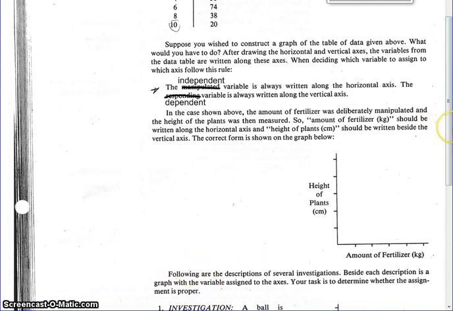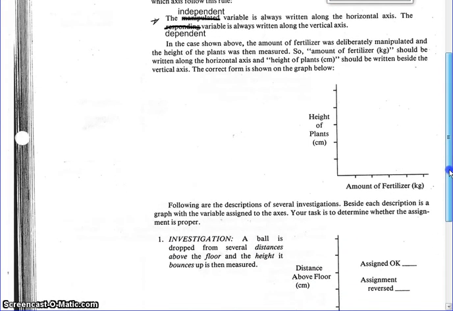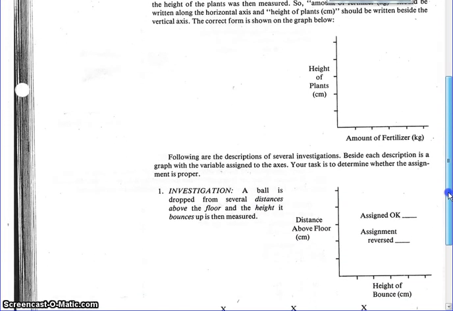Following are descriptions of several investigations. Beside each description is a graph with a variable assigned to the task. So your task is to determine whether the assignment is proper or not proper. So here is our first little investigation. A ball is dropped from several distances above the floor and the height of the bounces are measured. So what you need to do is determine if this graph is correct, if the height of the bounce is your independent variable and the distance above the floor is your dependent.